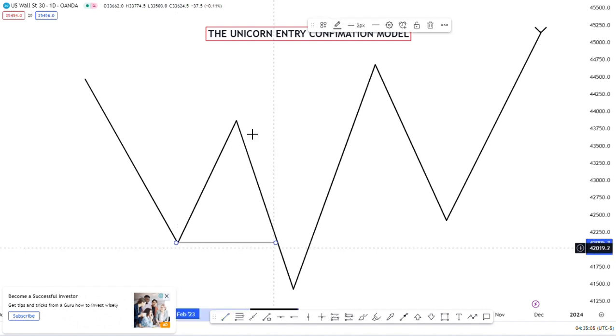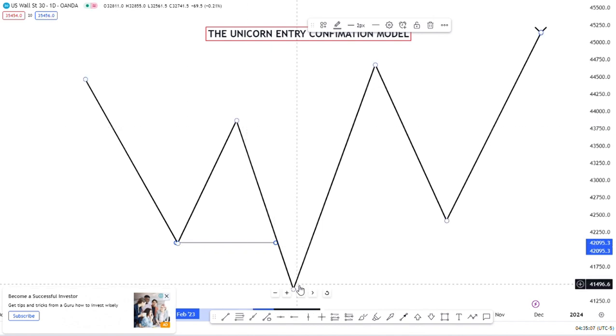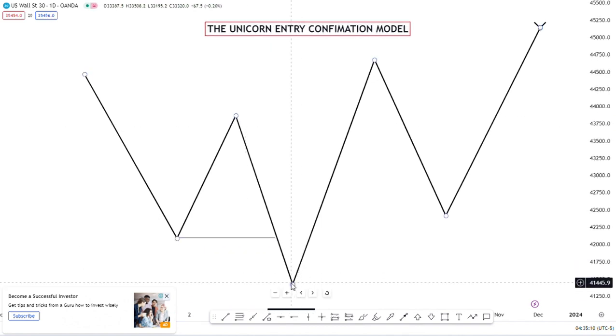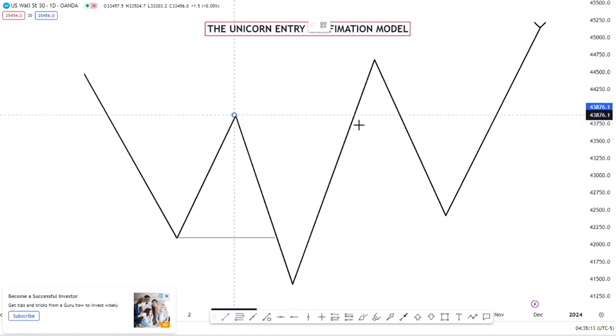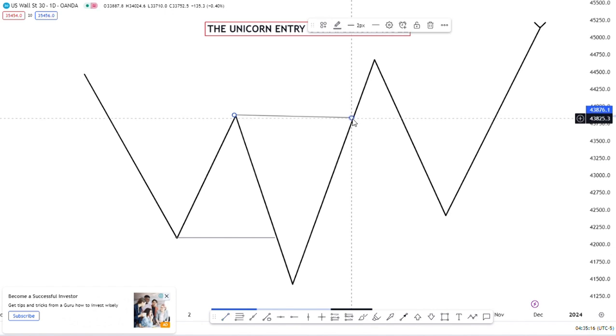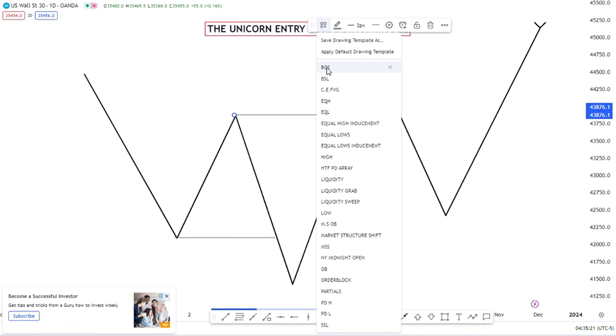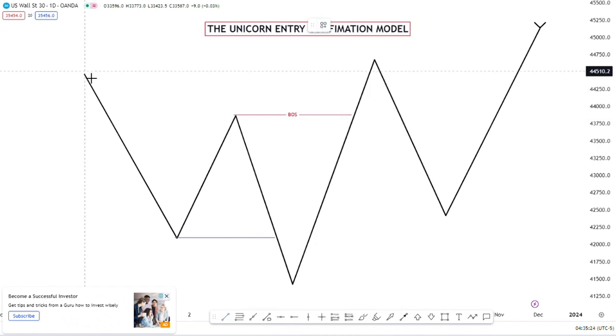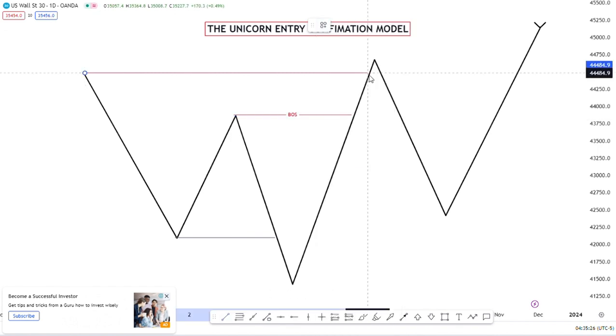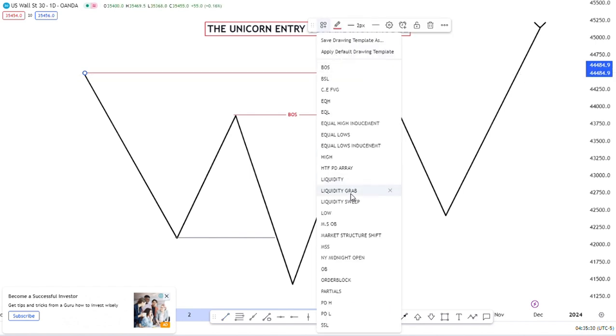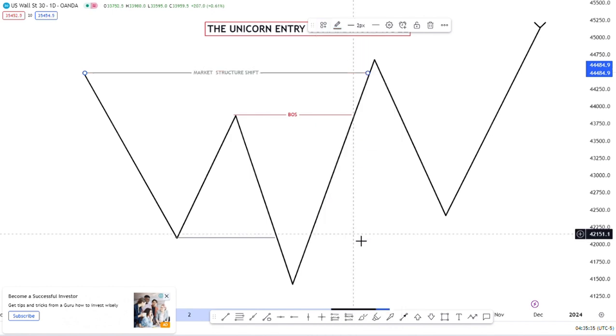After the market makes a lower low, the market goes upside and breaks the high. It breaks the high. Then we have a break of structure here. This is the break of structure, and this is our market structure shift. It signals to us that the market is ready to change direction. That's why it's a market structure shift. Market structure is shifting from bearish to bullish.